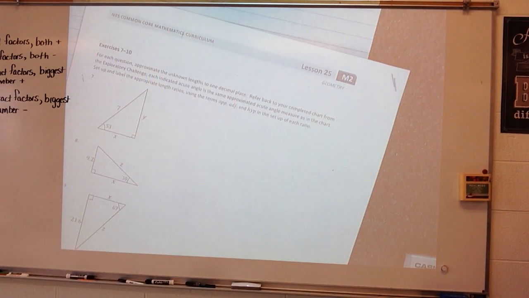Alright? So for each question, approximate the unknown lengths to 1 decimal place. Refer back to your completed chart from the exploratory challenge. Each indicated acute angle is the same approximate acute angle measure as in the chart. Set up and label the appropriate length ratios using the terms opposite, adjacent, and hypotenuse in the setup of each ratio.